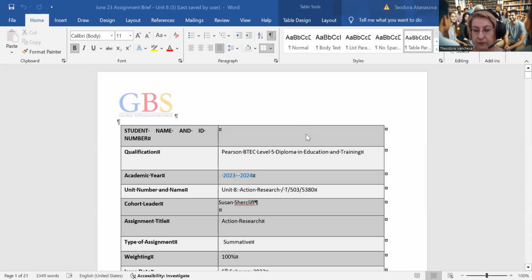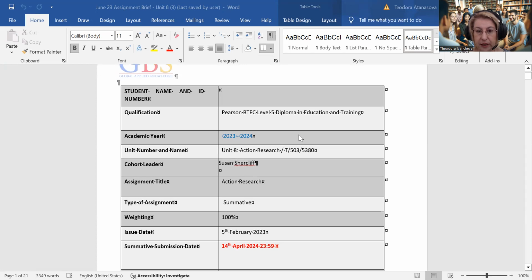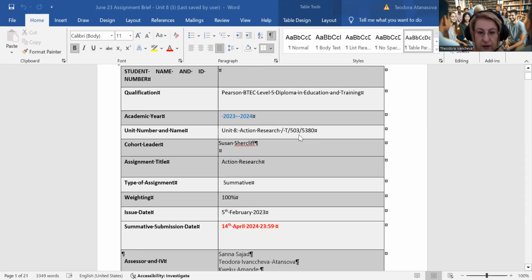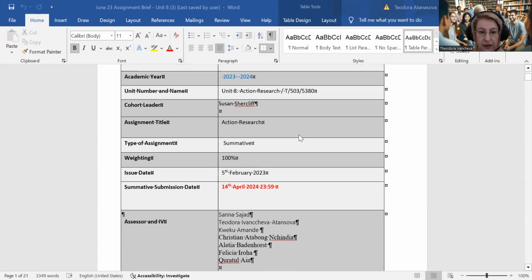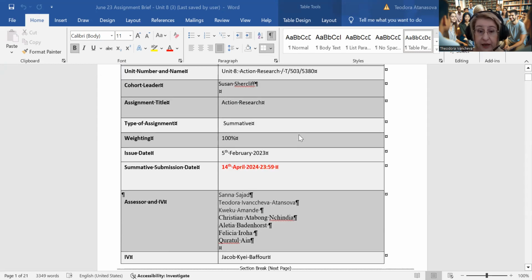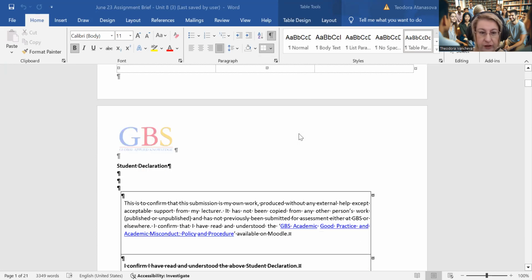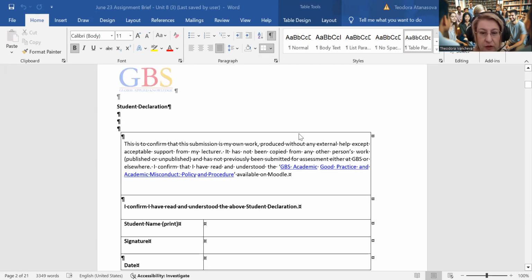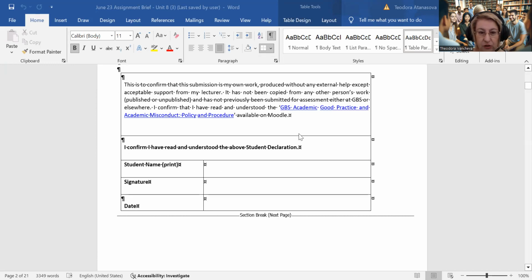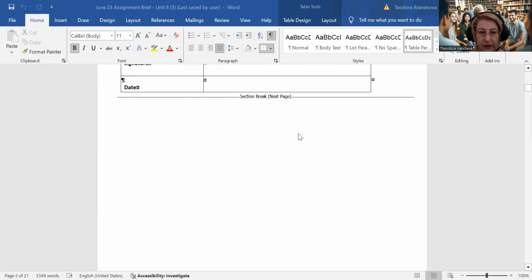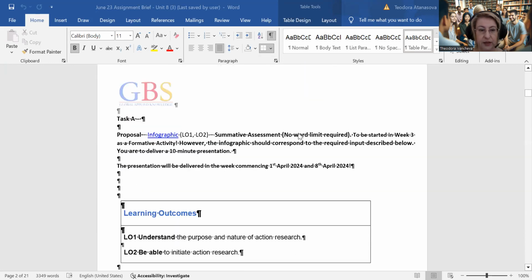Generally, the assignment brief lives on Moodle, and this is the assessment tile. So please go there if you need any further information. The summative submission date is the 14th of April, 2024. So an important date. Make sure that you stick to this date so that you're not overdue. Another important thing which goes with the assignment submission is the student's declaration. So please don't forget that. Simply read the information prior to signing.